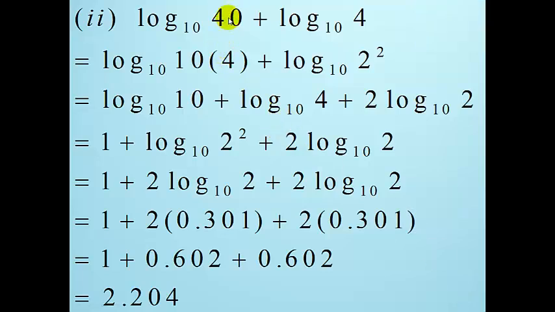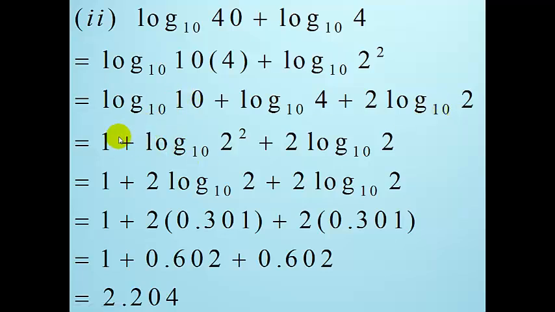Now log 40 to the base 10 plus log 4 to the base 10. 40 can be expressed as 10 times 4, and 4 can be expressed as 2 squared. Now 10 is multiplying 4, so according to the first law, if you want to split the log, we have log 10 to the base 10 plus log 4 also to the base 10. And according to the third law, the exponent 2 can take its position before the logarithm. So we have 2 log 2 to the base 10.